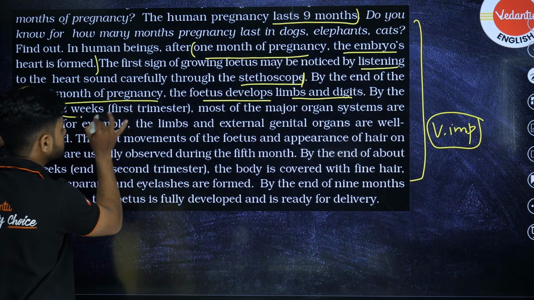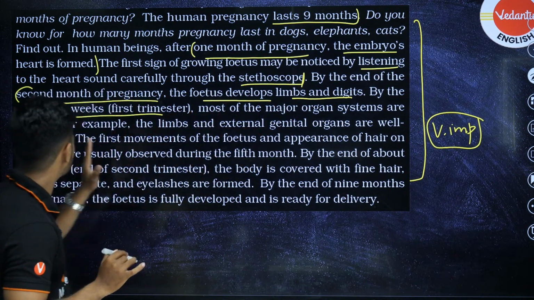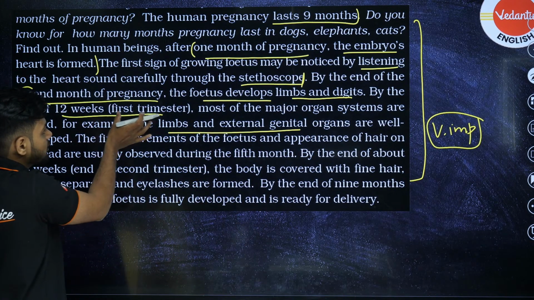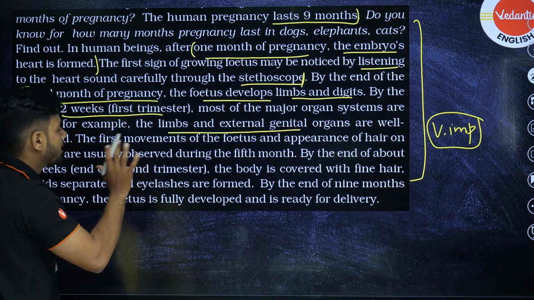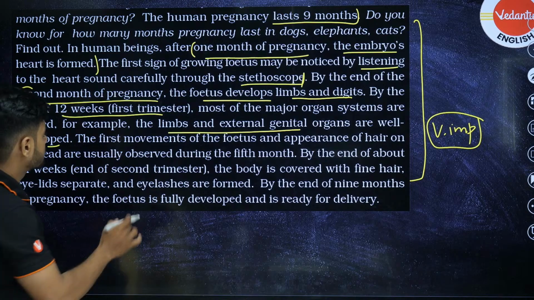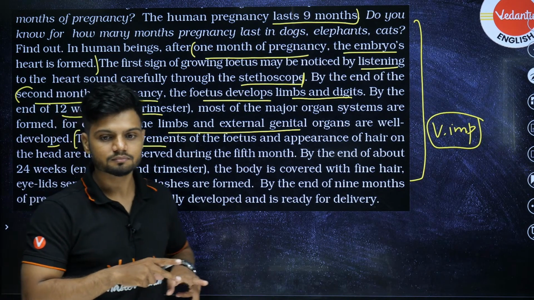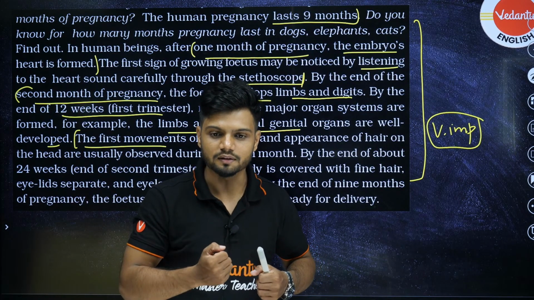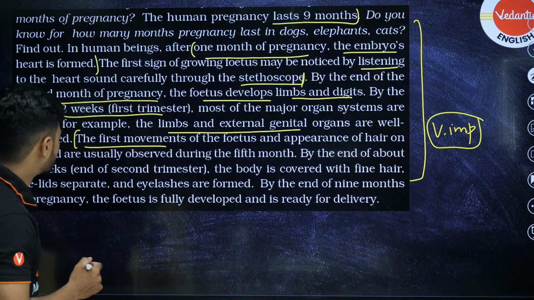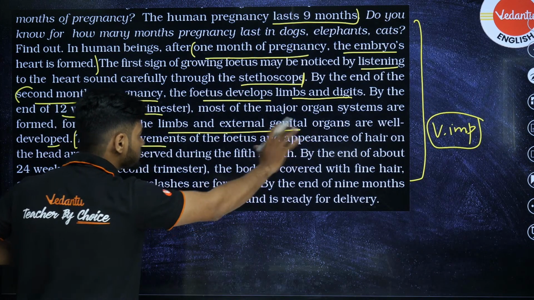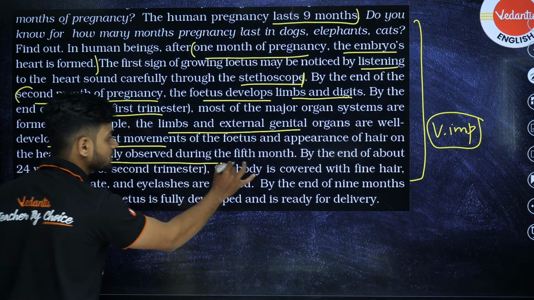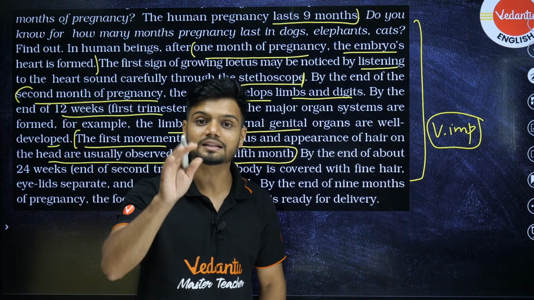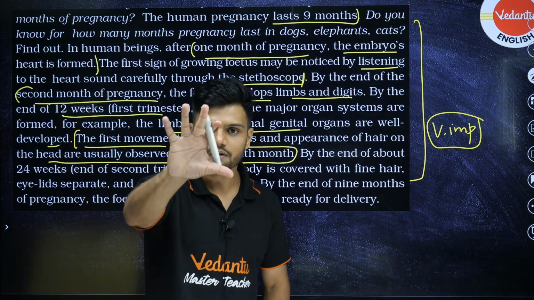By the end of 12 weeks, the first trimester, major organ systems are formed. For example, limbs and external genitalia. When? By the first trimester. The first movement of the fetus, they say, right, the kick of the baby. Feel the kick, they say. It's playing football in the body. The first movement of the fetus and appearance of the head is usually observed in the 5th month. Tell me in the chat now. When is the first movement of the body? At the 5th month. First major movement, 5th month.